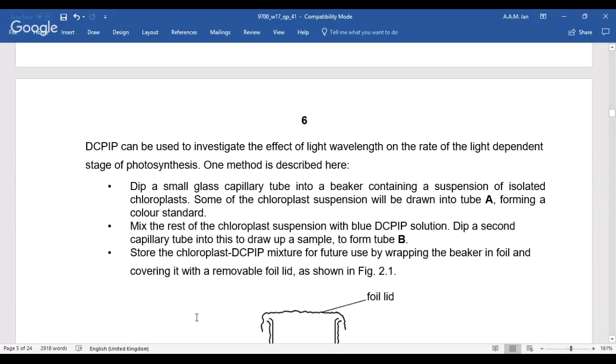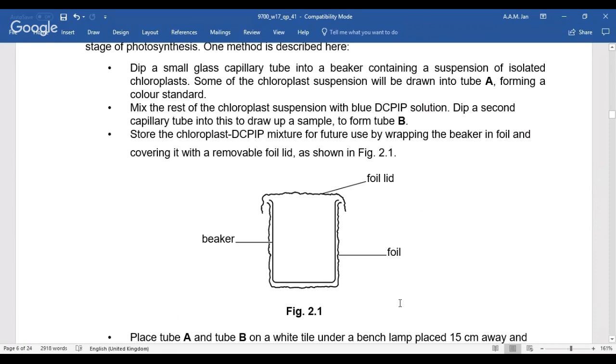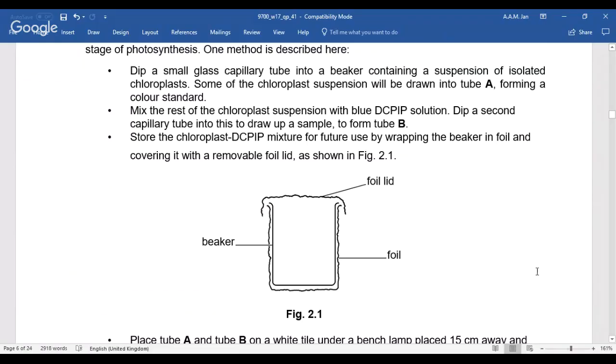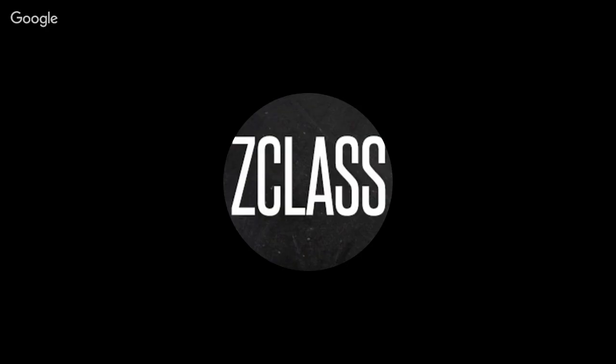So the next question, they use this experiment where you have tube A and tube B. Tube A is your control, and tube B is the reaction vessel that you have to measure the change in. Are you familiar with this experiment? Do you want me to talk you through it, or are you happy to just take the answer? I think we've done it once, actually. Or done something with chromatography, I think. Okay.